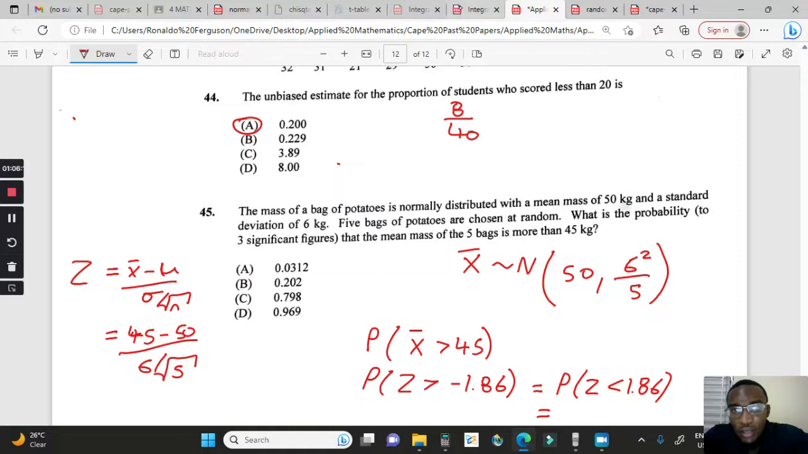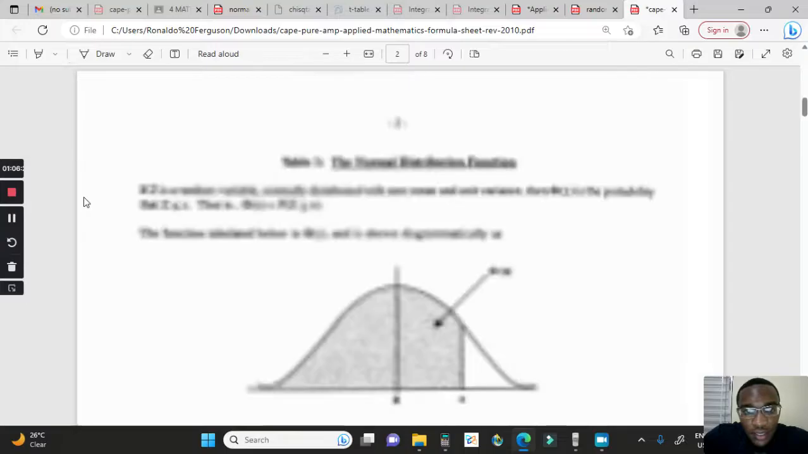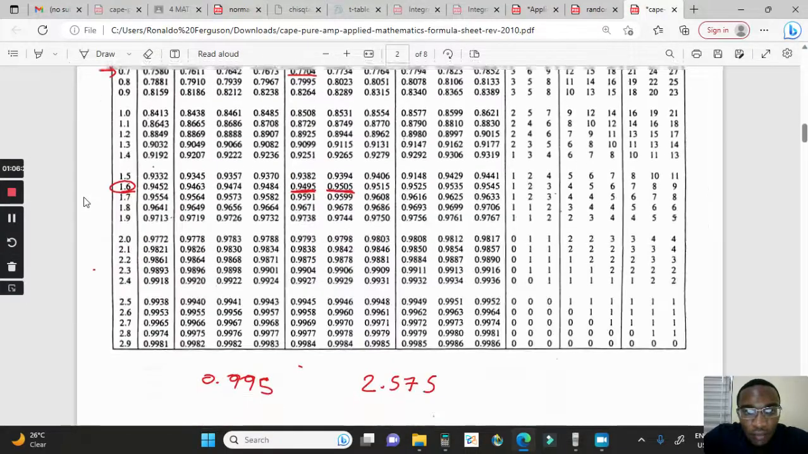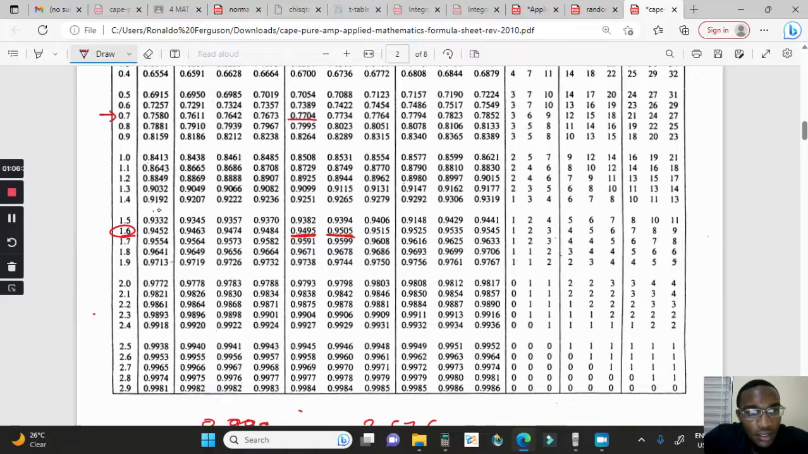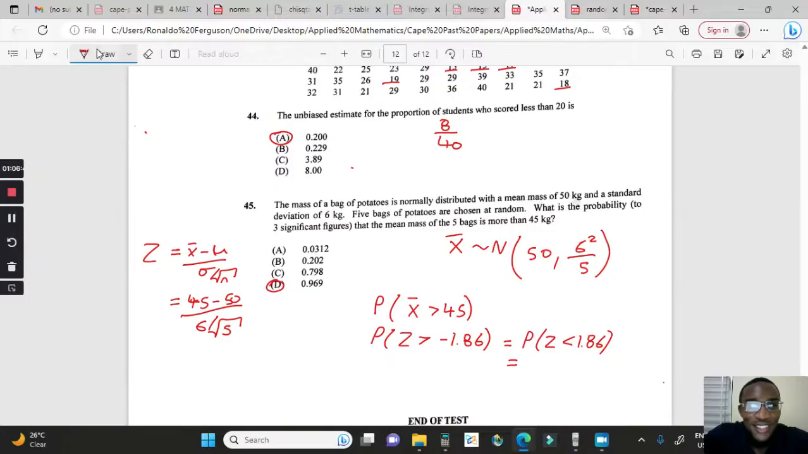Then we go to our normal table and we look for 1.86. Where's my normal table? 1.8 is here. 0.80, 81, 82, 83, 84, 85, 86 is 0.9686. So 0.9686 is 0.969. Finish. This was so easy.